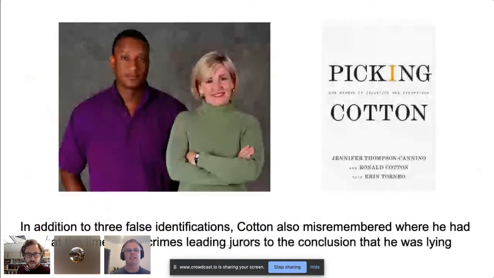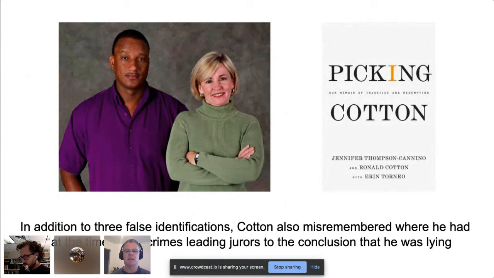This is a well-known case in the memory literature because the victim falsely identified Cotton on 3 separate occasions. But there's another important aspect of the case that's often overlooked, and that's that he misremembered where he'd been at the time of the crimes. That, of course, led the jurors to the conclusion that he was lying. What he did is he remembered where he had been the week before instead of the actual week of the crime, but at that same time.